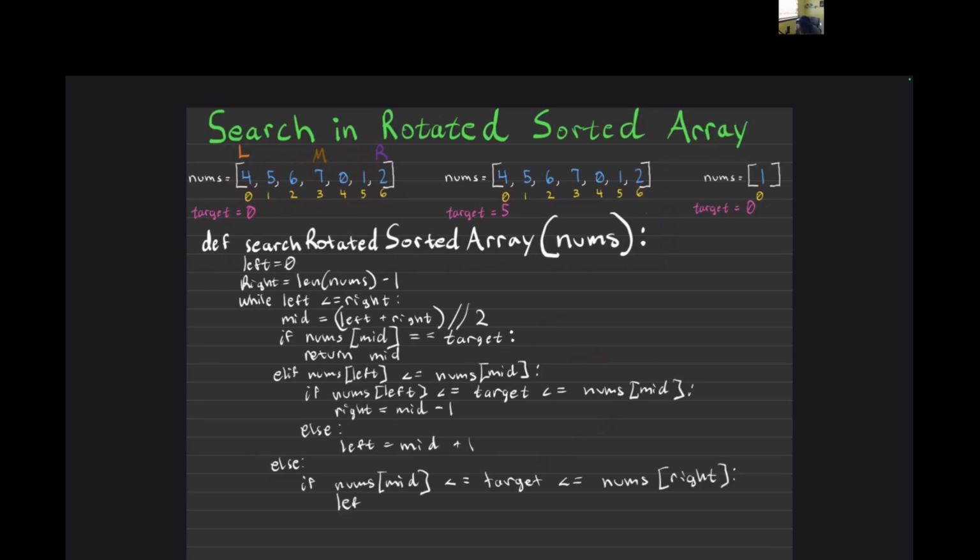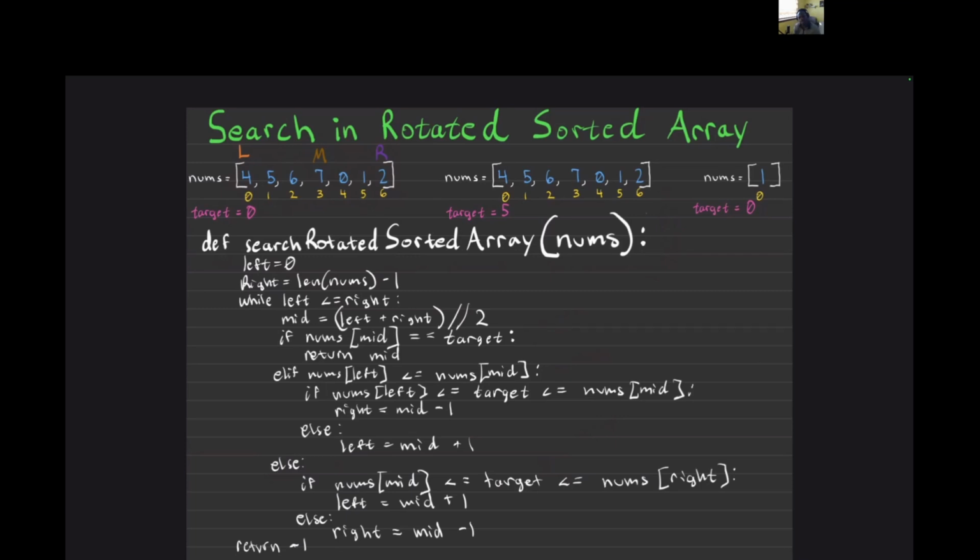We simply say left is equal to mid minus 1, right? Sorry, I meant to say left is equal to mid plus 1. And then else, we have to go explore the other side, where we say right is equal to mid minus 1. And if we don't find the value, remember guys, we're just going to return -1 if the value doesn't exist.